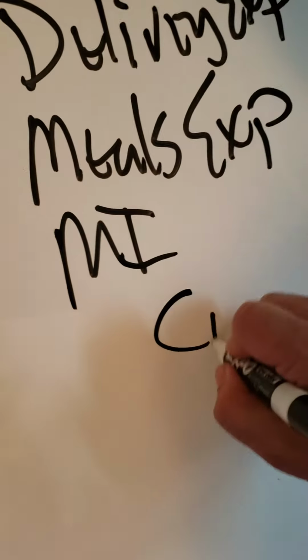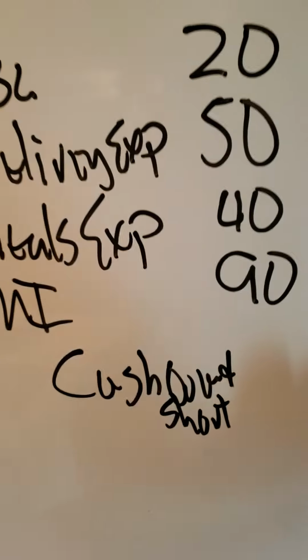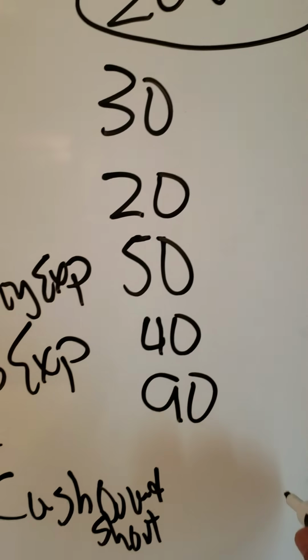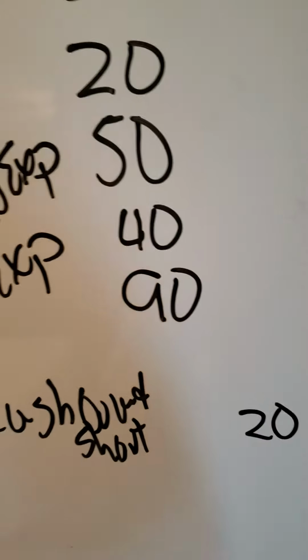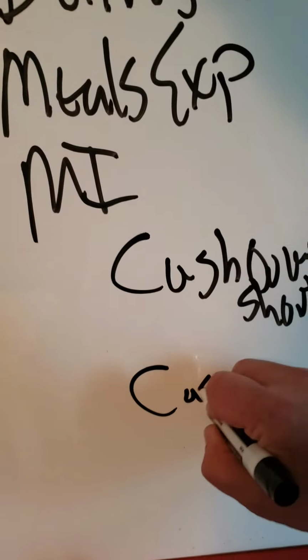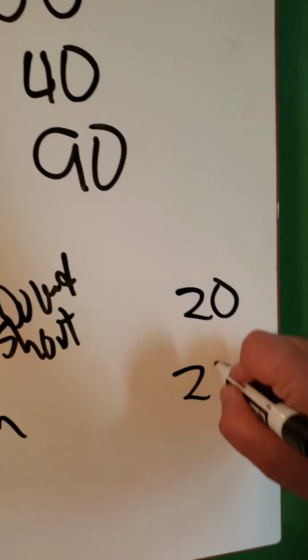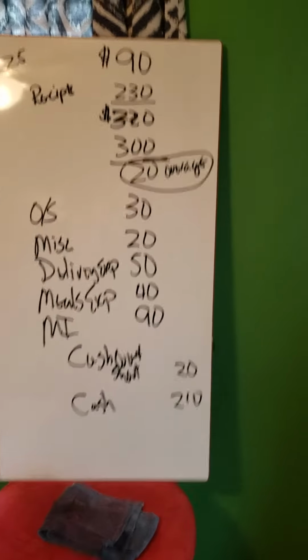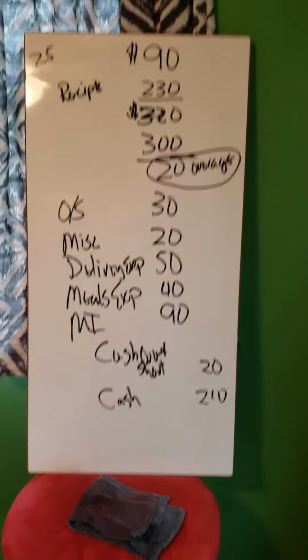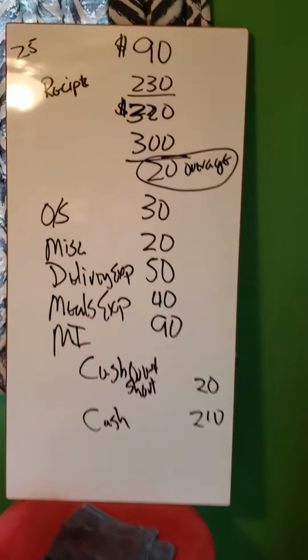Because this is now an overage, cash over and short is going to be a credit for $20, and cash for $210. All right, and that's it. Simple as that.